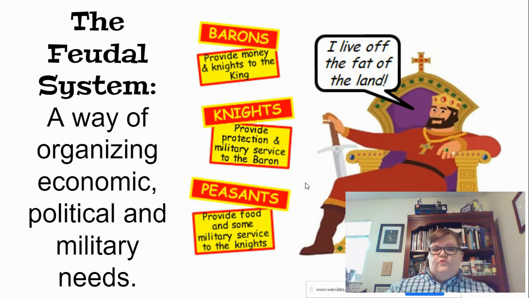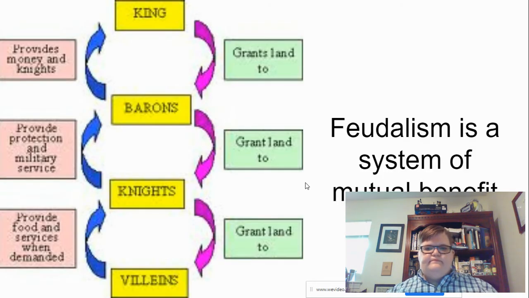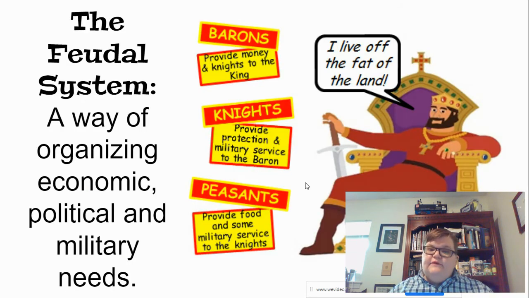The barons will provide money and knights to the king. The knights are hired by the baron. They provide protection, service, and military service to the baron, while the peasants provide food and some military service to the knights, but not all. If you need to pause to take a note about this, please do so now.